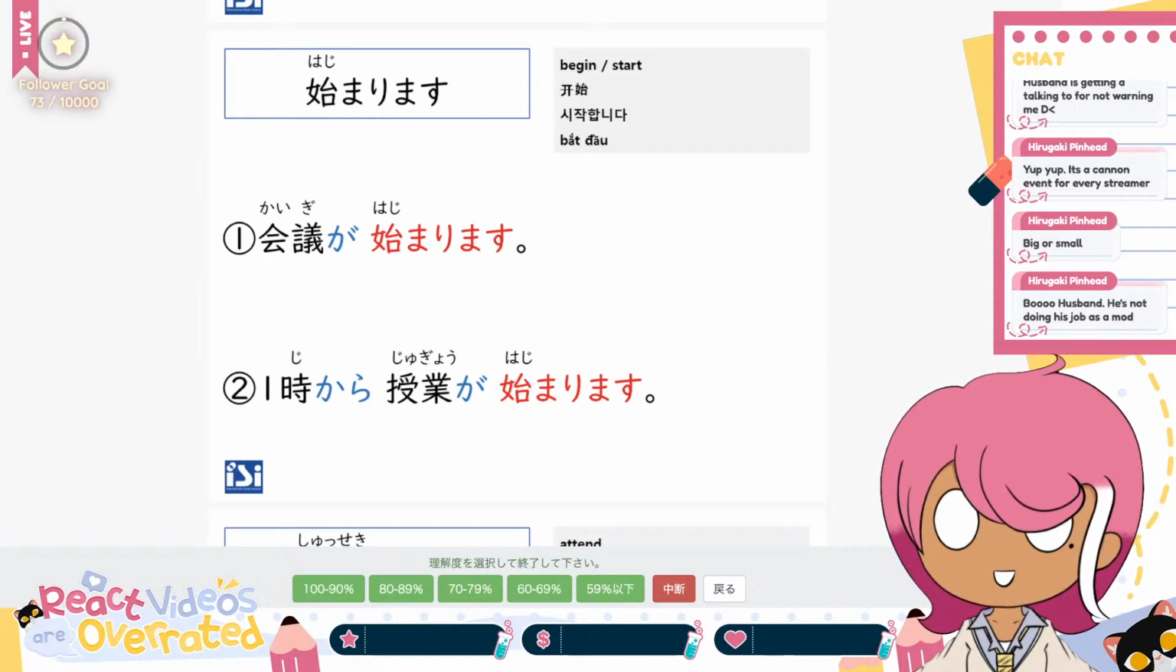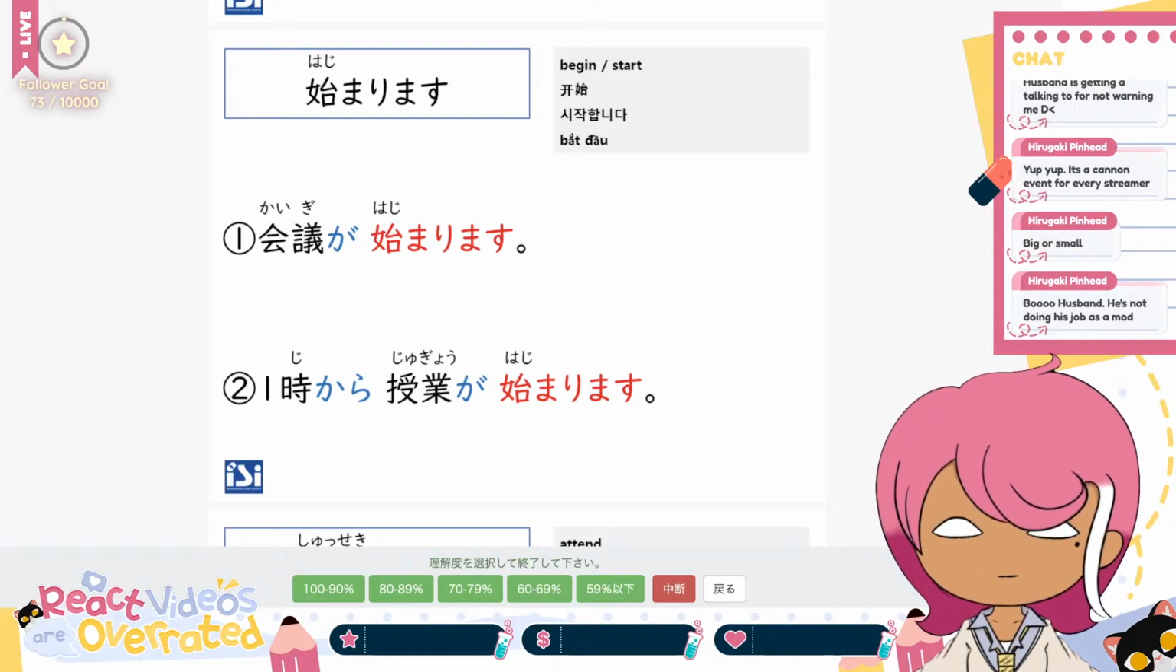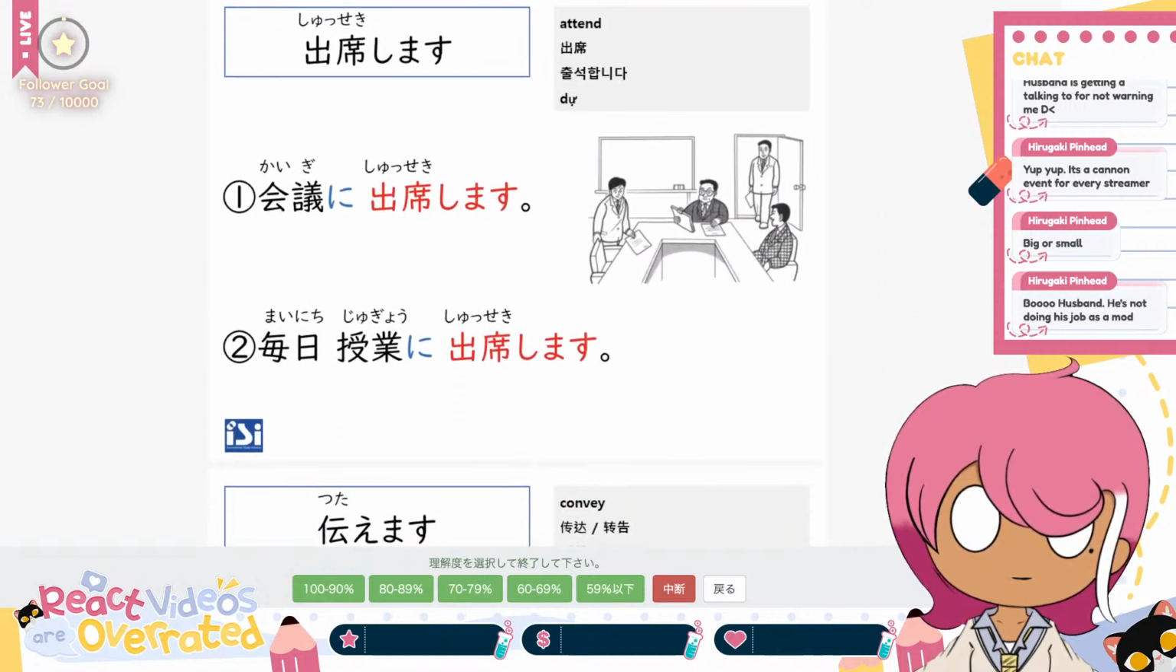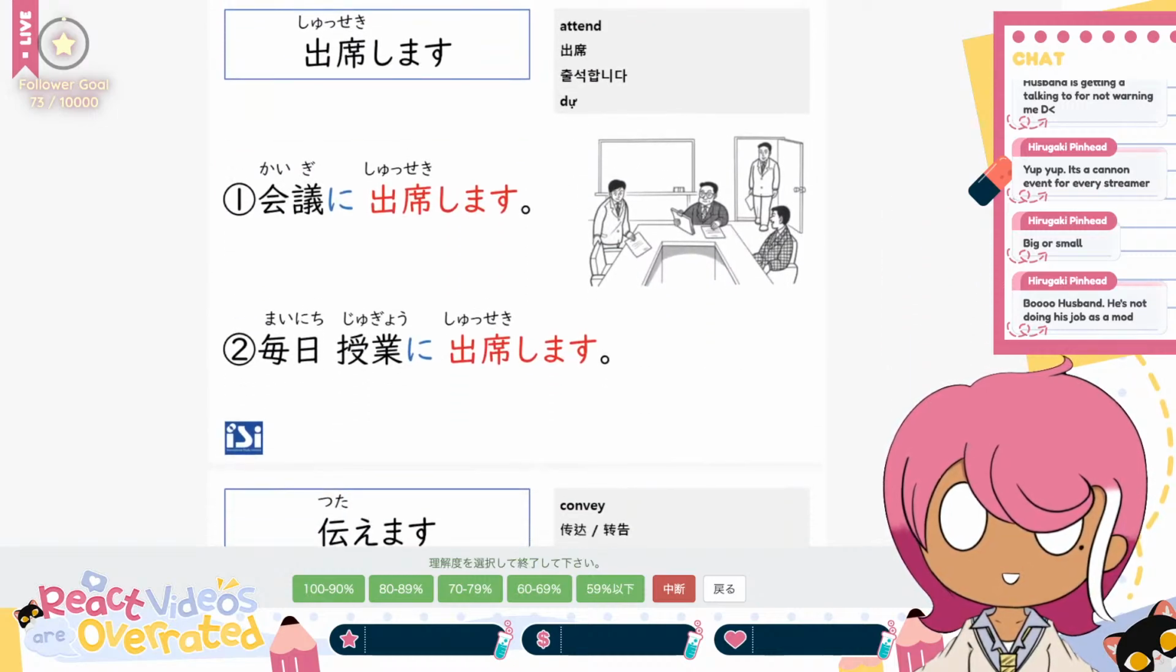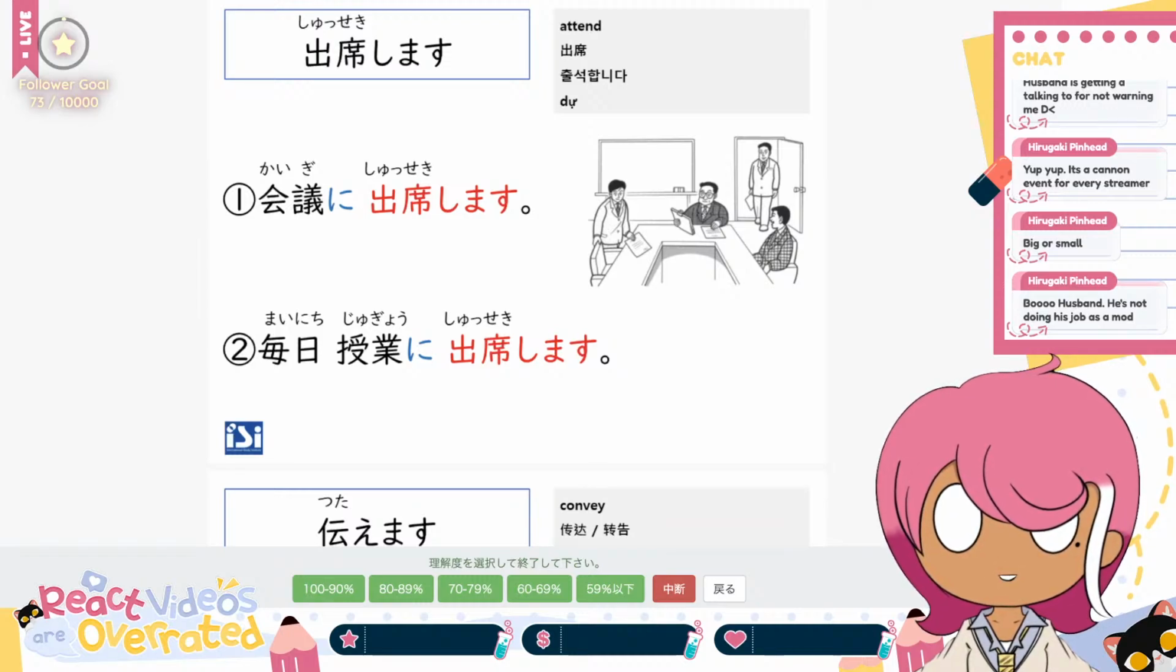This kara is from, to, from, kara made. So from 1 hour, starting the lesson. 出席します, to attend. 会議に出席します, so attending the conference meeting. 毎日授業に出席します, every day attending lessons.